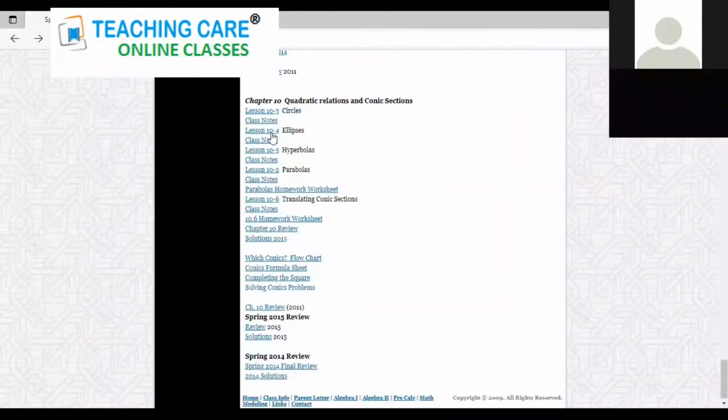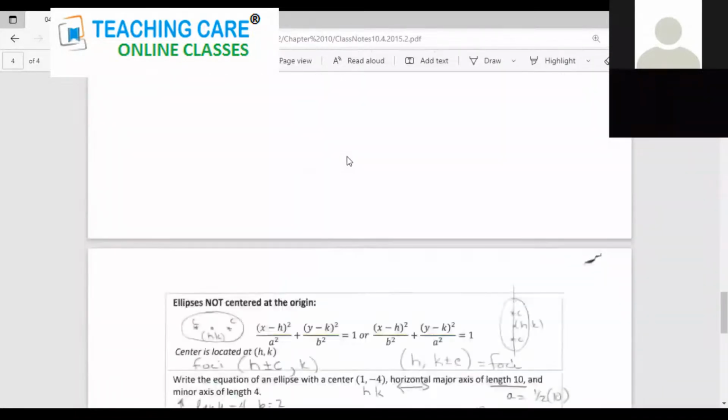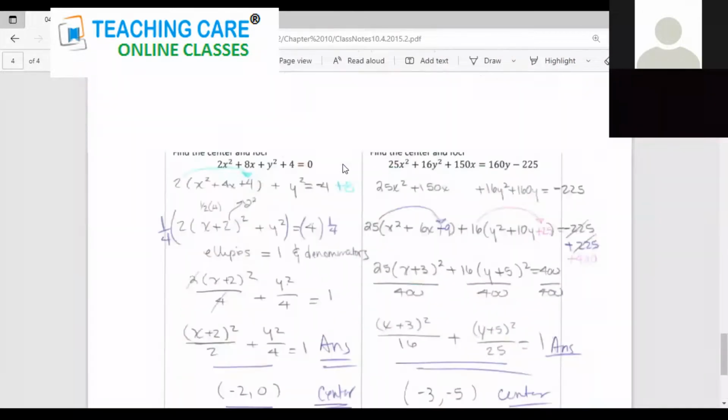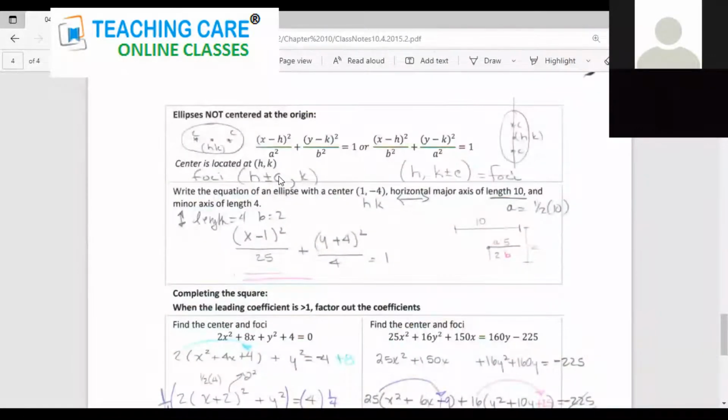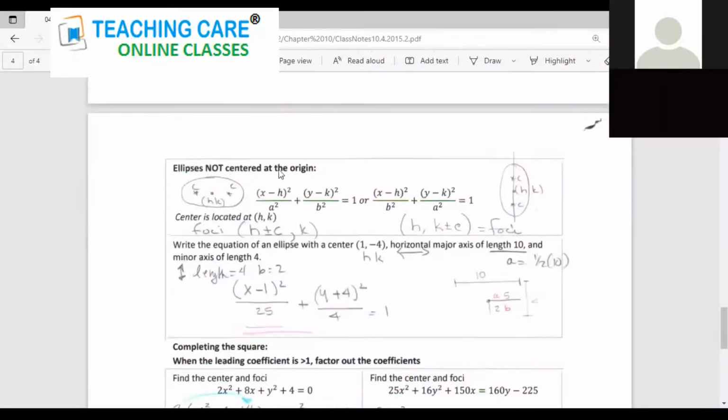Just give me a second. Okay, so the last type is an ellipse not centered at the origin. If it is at the origin, you can use that formula. If it is not centered at the origin, an extra h and k will come. Usually it's x squared over a squared plus y squared over b squared equals 1, right? Now you will have that h and k there.